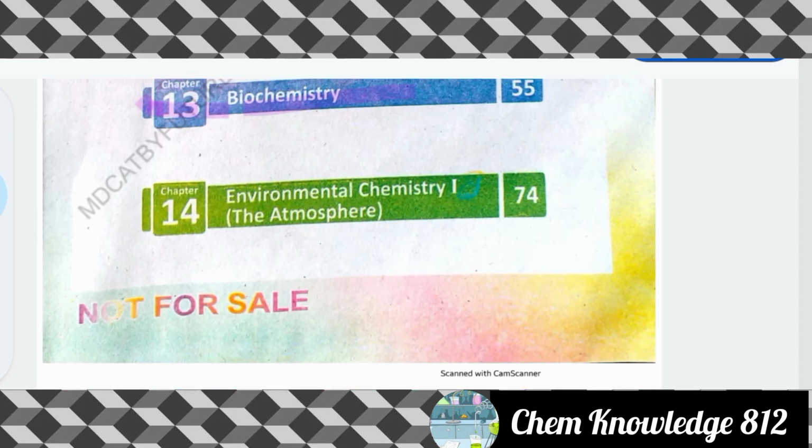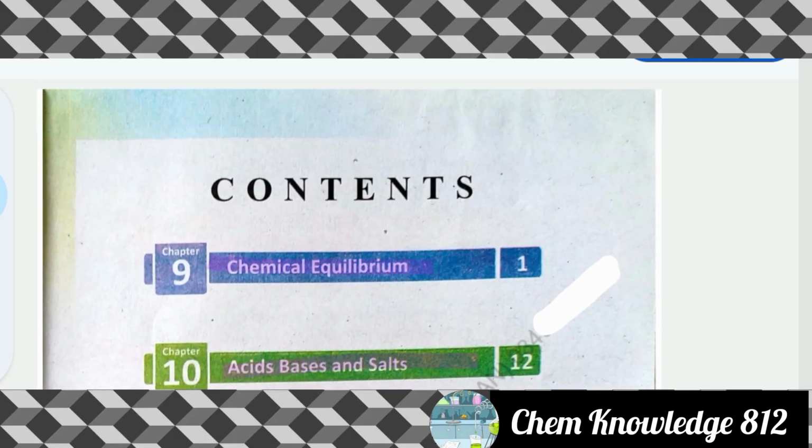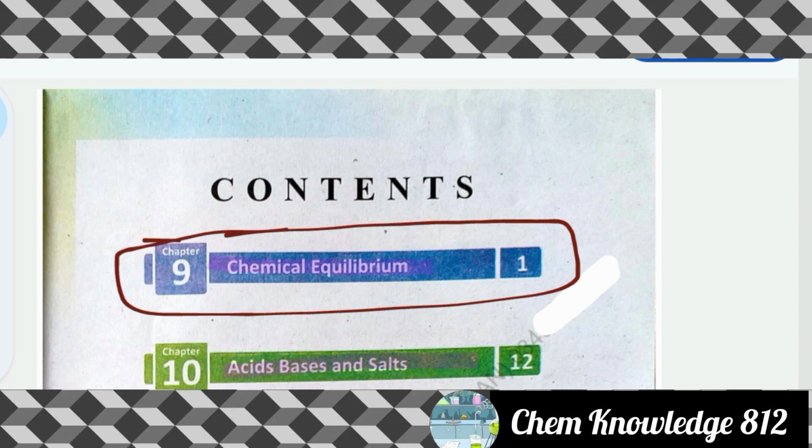And the final chapter is chapter number 14, because we are starting counting from 9 chemistry. This is the environmental chemistry, the atmosphere. So now let's first come towards chapter number 1, you can say chapter number 9, which is chemical equilibrium. So let's start the chapter.